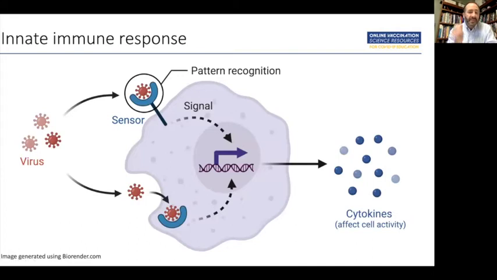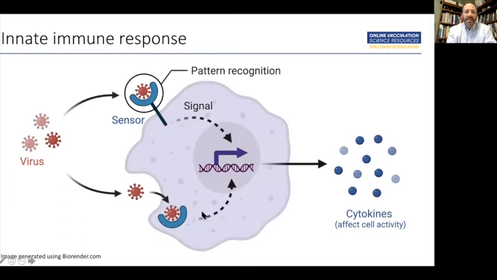Here's a diagram of the innate response showing us how it might work in practice. In the case of a viral infection, the virus can be internalized and brought into cells where it could be received and recognized by pattern receptors. It can also be recognized on the outside of the cell.